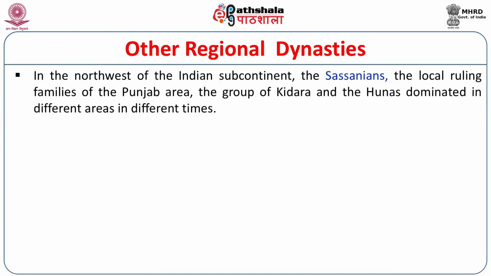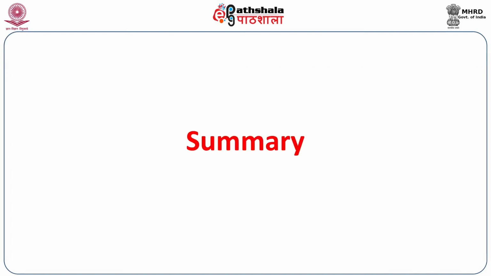What was the situation in the northwest? We find that the Sassanians, the local ruling families of the Punjab area, the group of the Kidaras and the Hunas dominated areas at different times. So it shows that the Gupta empire was actually weakening and breaking up.